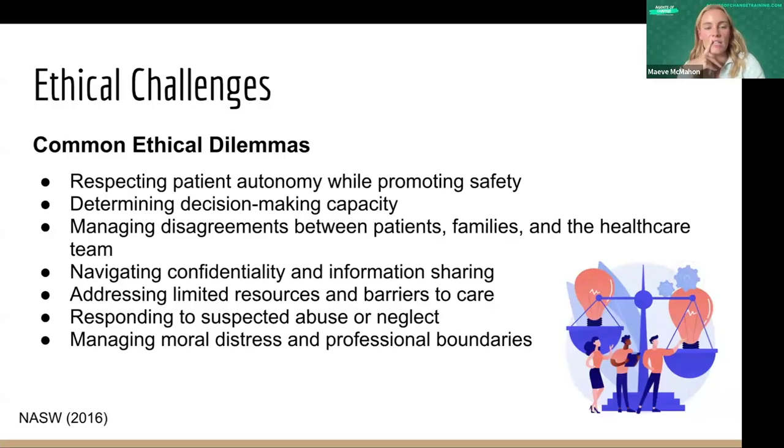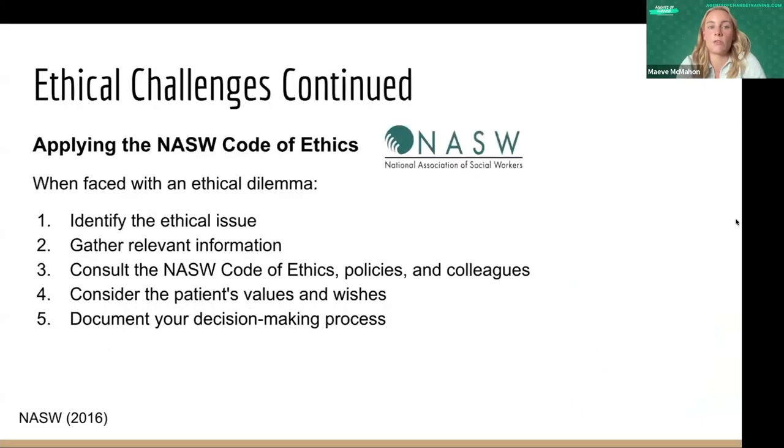Determining decision-making capacity, we talked about earlier. Managing disagreements between patients, families, and the healthcare team. Navigating confidentiality and information sharing, which goes into what we just talked about as well. Addressing limited resources and barriers to care, which we discussed earlier as well, things like food and infant supplies and clothing. We want to make sure that people have access to that, and that there are no ethical dilemmas within that. Responding to suspected abuse or neglect, managing moral distress and professional boundaries, and then always applying the NASW Code of Ethics.